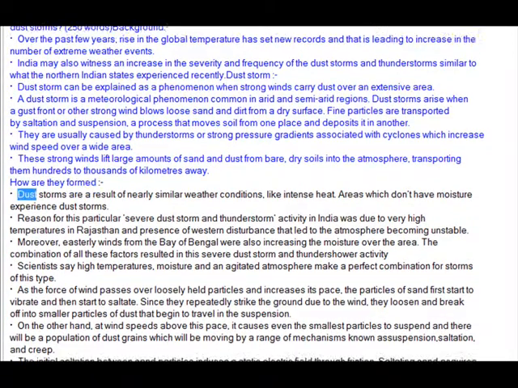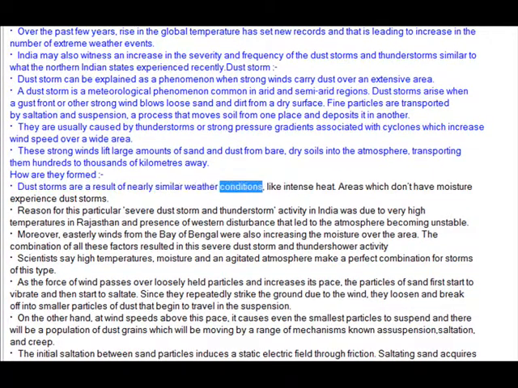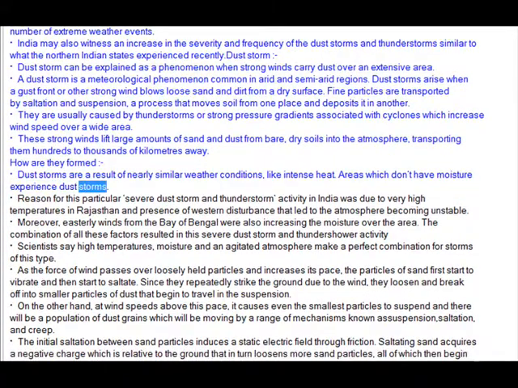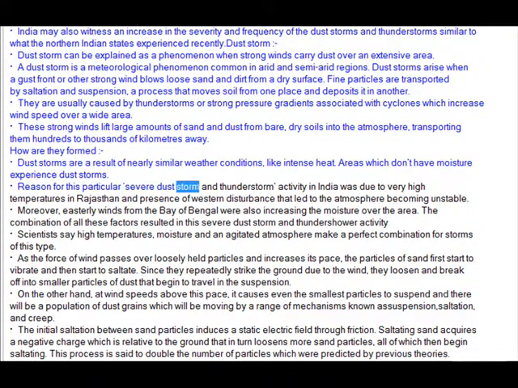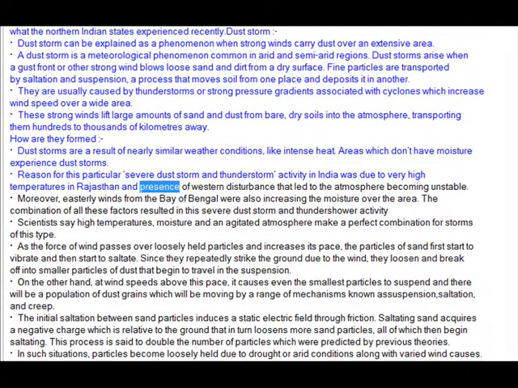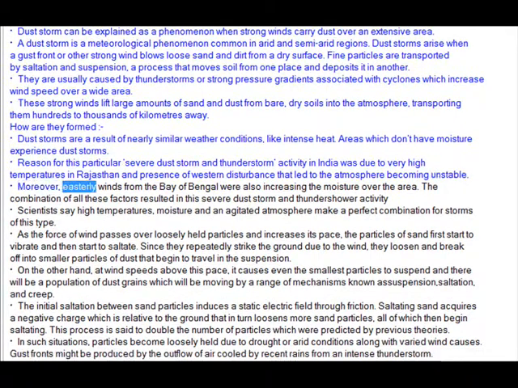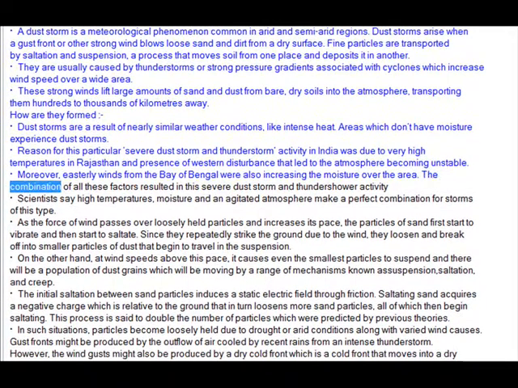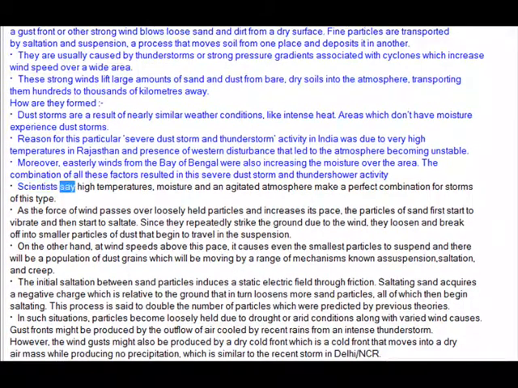How are they formed? Dust storms are a result of nearly similar weather conditions, like intense heat. Areas which don't have moisture experience dust storms. Reason for this particular severe dust storm and thunderstorm activity in India was due to very high temperatures in Rajasthan and presence of western disturbance that led to the atmosphere becoming unstable. Moreover, easterly winds from the Bay of Bengal were also increasing the moisture over the area. The combination of all these factors resulted in this severe dust storm and thunder shower activity. Scientists say high temperatures, moisture and an agitated atmosphere make a perfect combination for storms of this type.